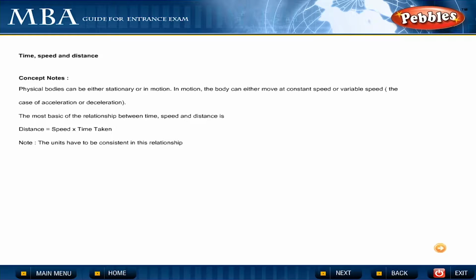Concept Notes. Physical bodies can be either stationary or in motion. In motion, the body can either move at constant speed or variable speed. The most basic relationship between time, speed and distance is that distance is equal to speed into time taken. The units have to be consistent in this relationship.